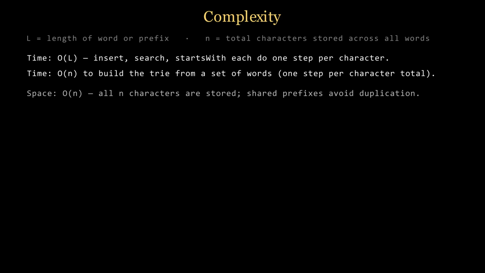L is the length of the word or prefix. Insert, search, and starts with all run in O of L, one step per character, following or creating edges. Building the entire trie from a set of words takes O of N total, where N is the sum of all word lengths. Space is also O of N, every character needs one node, but shared prefixes mean common parts are stored only once.